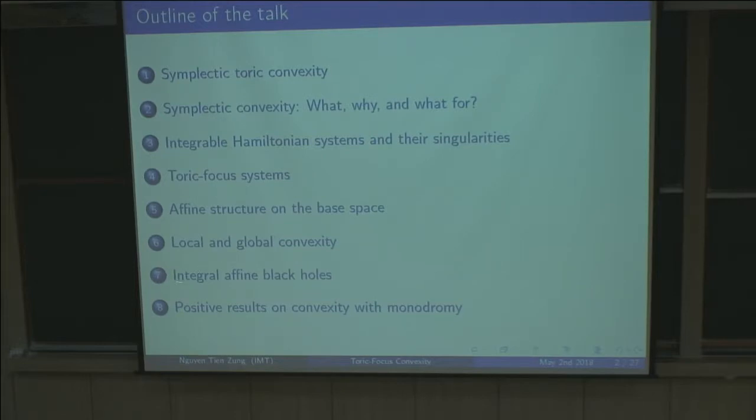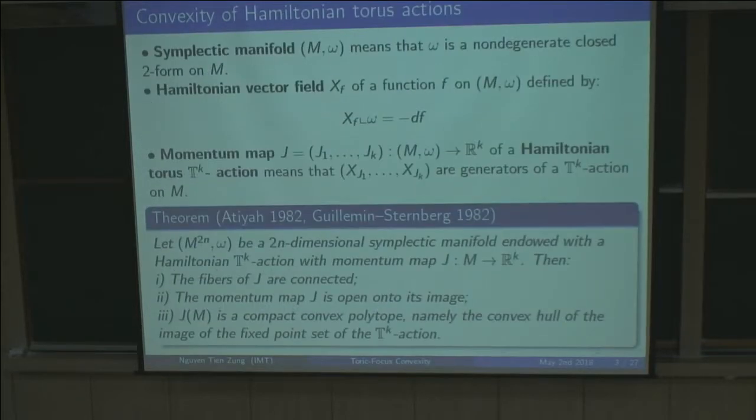Then the affine structures, what it means to be convex, local and global convexity, and counterexamples. There is a very interesting phenomenon that we have for these systems, which is called affine black holes. And this is a negative result: it is something which is locally convex but globally non-convex. And then some positive global convexity results. So that's the plan of the talk.